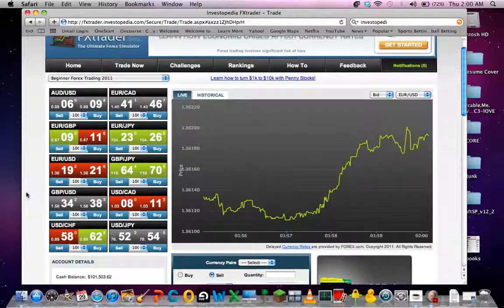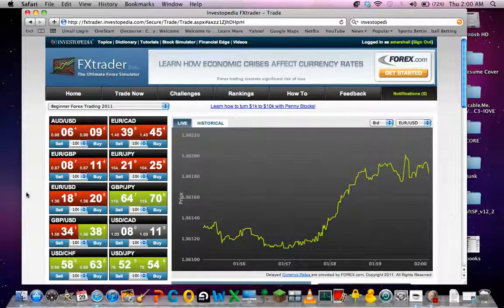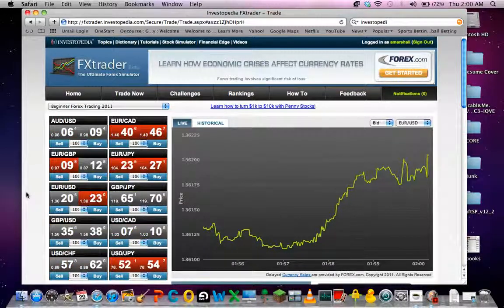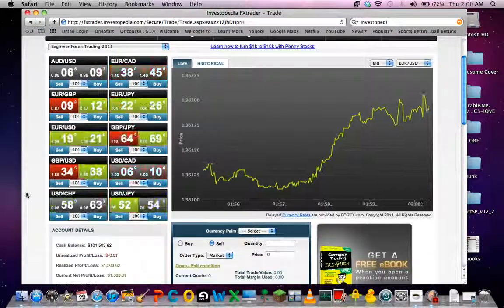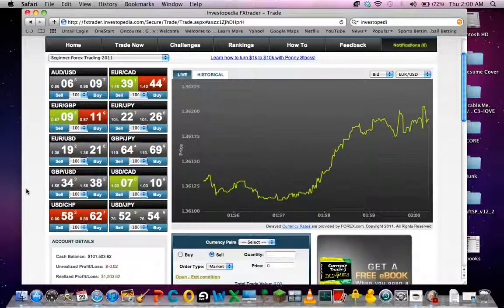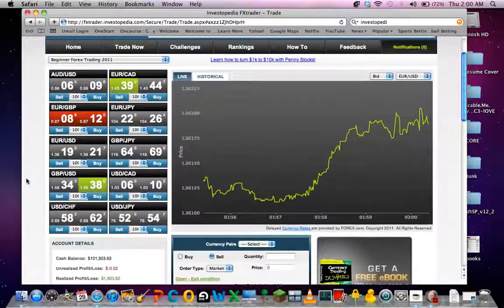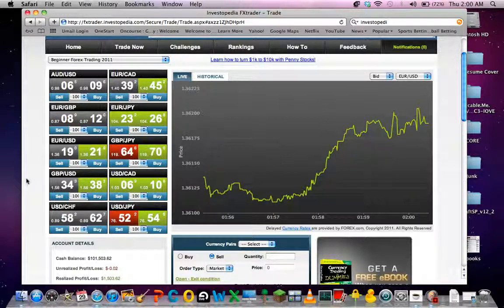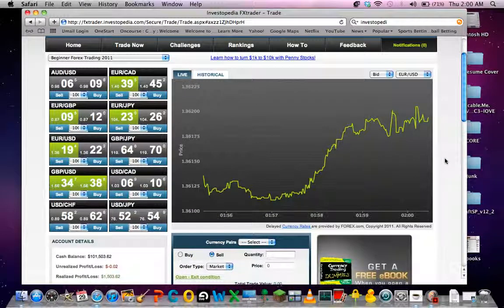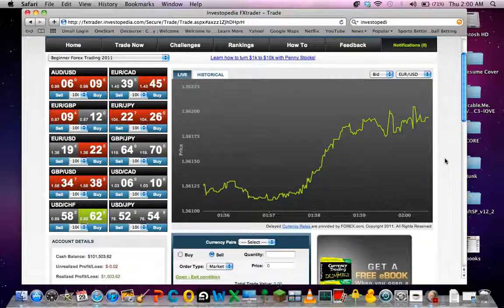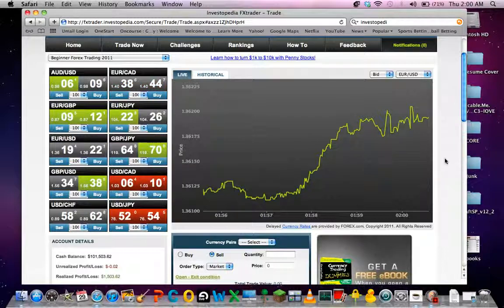I suggest investopedia.com because you can sign up and they have an embedded forex platform, so you don't have to download anything, and it's 100% free and it's pretty accurate to what the other expensive programs and platforms would offer. So it's a really good tool to get you used to what forex is, and you can play around, not lose any real money, and get the feel of things.